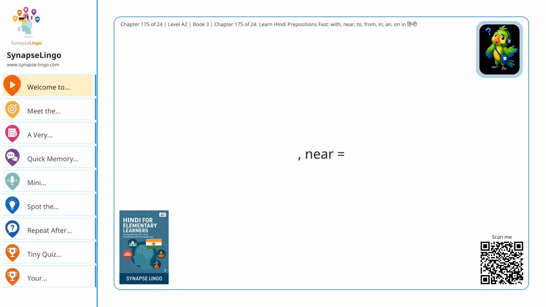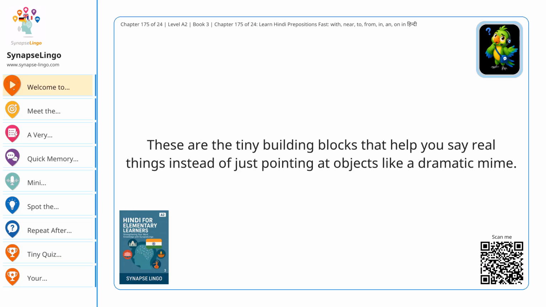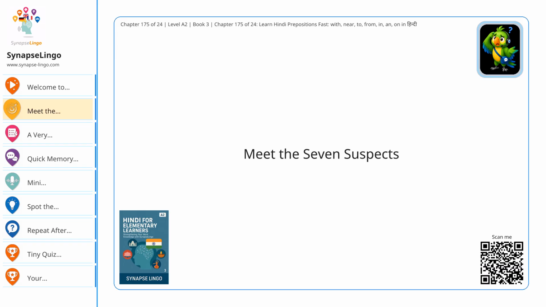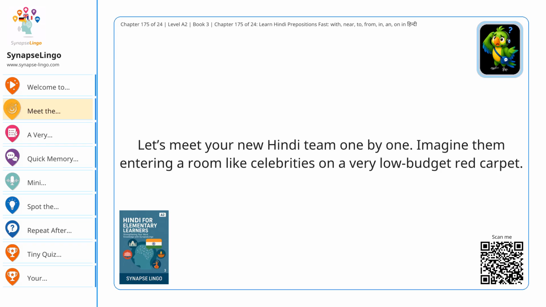के साथ. Near equals पास. To equals को. From equals से. In equals में. In equals एक. And on equals पर. These are the tiny building blocks that help you say real things instead of just pointing at objects like a dramatic mime. Meet the 7 suspects. Let's meet your new Hindi team one by one.